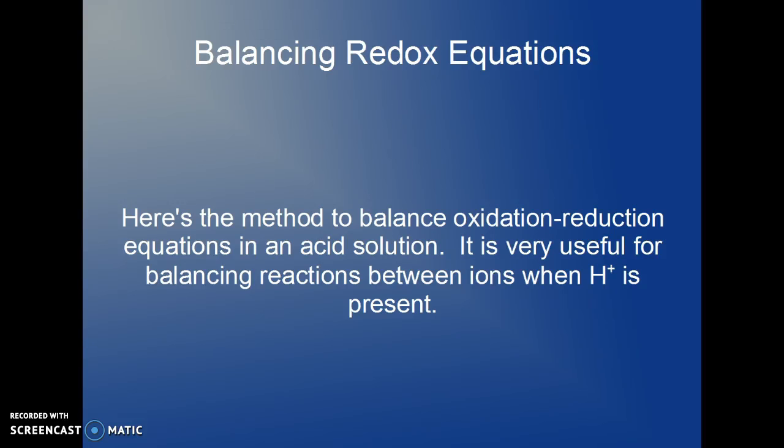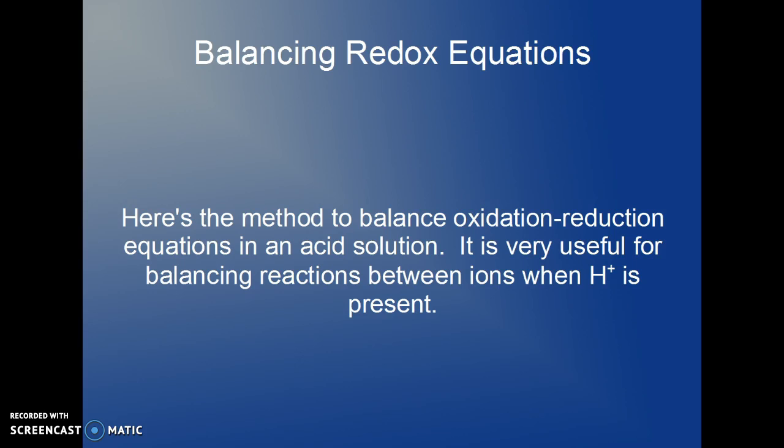We're going to talk about balancing redox equations in acid solutions. This goes along with the worksheet called Balancing Redox Reactions. It has 4 problems on it. We're doing a different problem. Here's the method to balance oxidation-reduction equations in an acid solution environment.